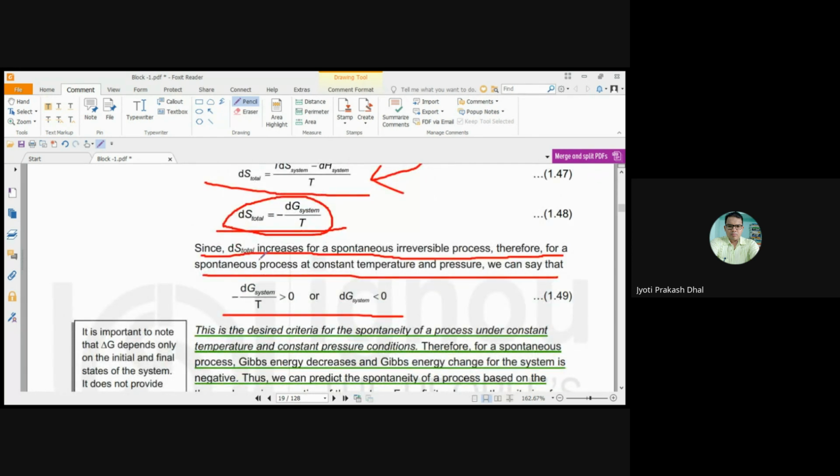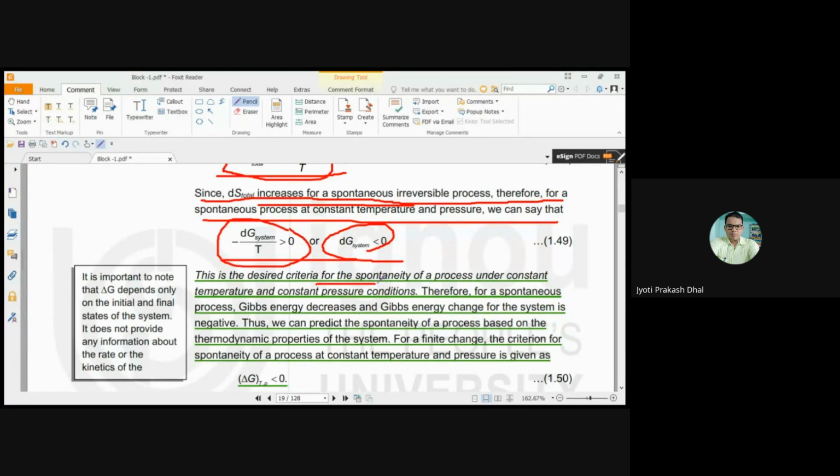Since dS total increases for a spontaneous irreversible process, therefore for a spontaneous process at constant temperature and constant pressure, we can write minus dG system by T is greater than 0. That means dG system is less than 0. So this is the desired criteria for spontaneity of a process at constant temperature and constant pressure.